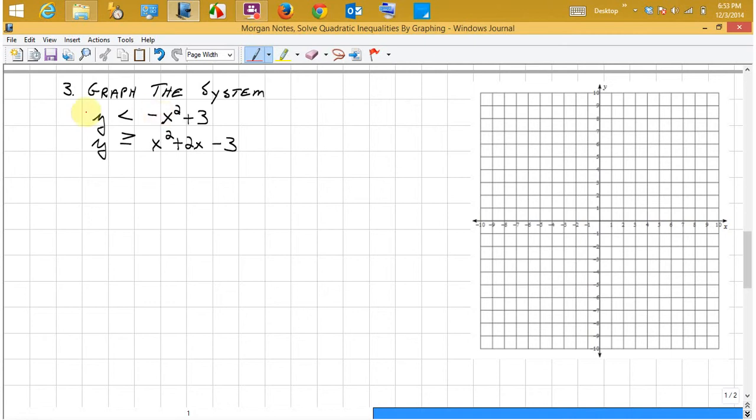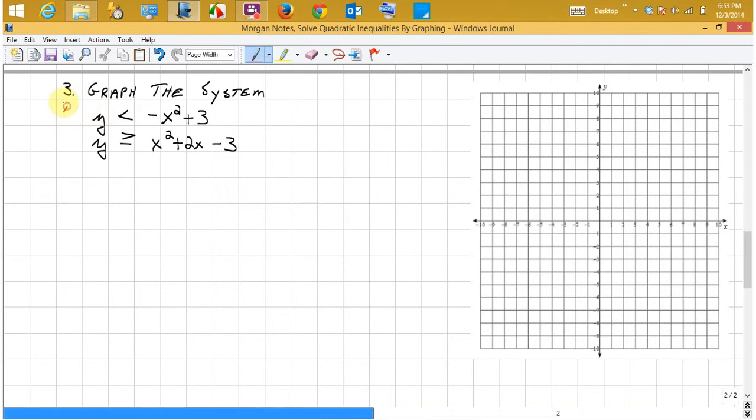So for the first one, I'm just going to call this equation 1. Let's go ahead and plot that. This is in vertex form. So what we could do is think of this as the h value is going to be equal to 0. Notice that that's x minus h, so h is 0. So for my first equation, I have h equal to 0, k is 3. So my vertex would be at 0, 3.